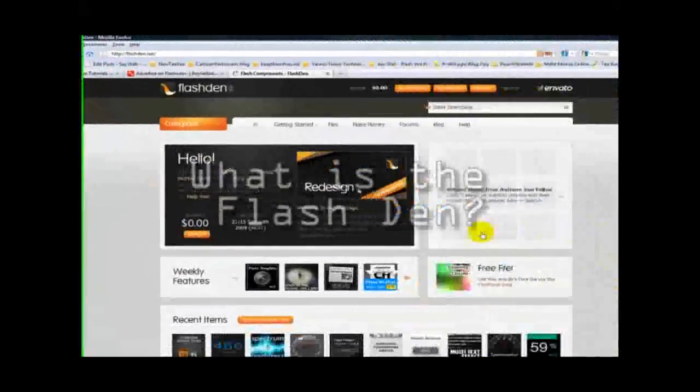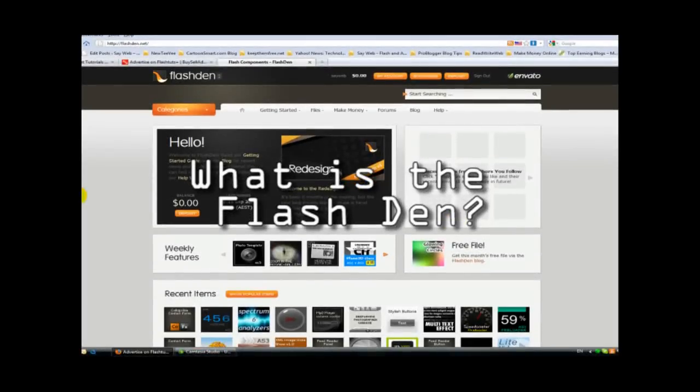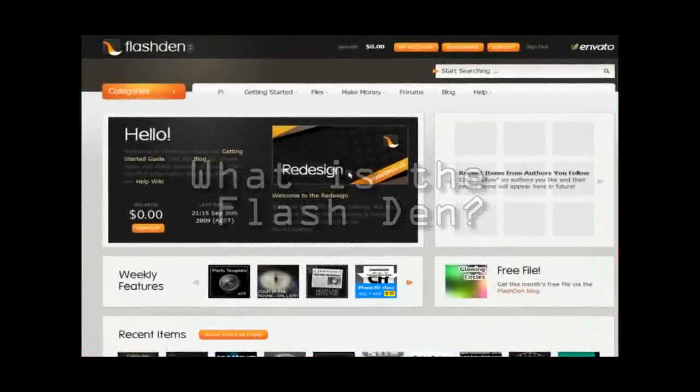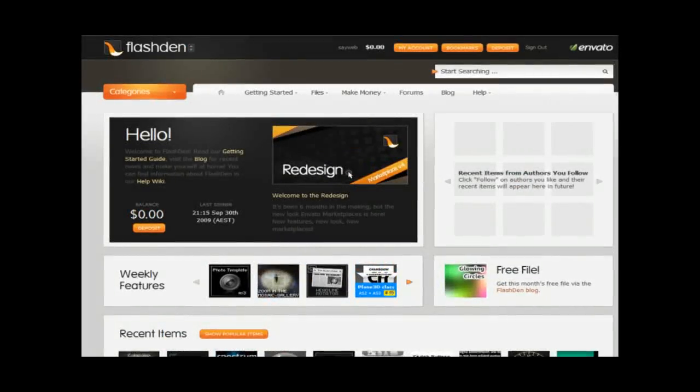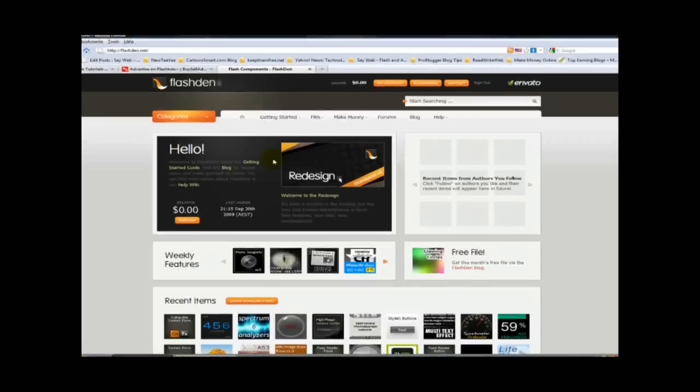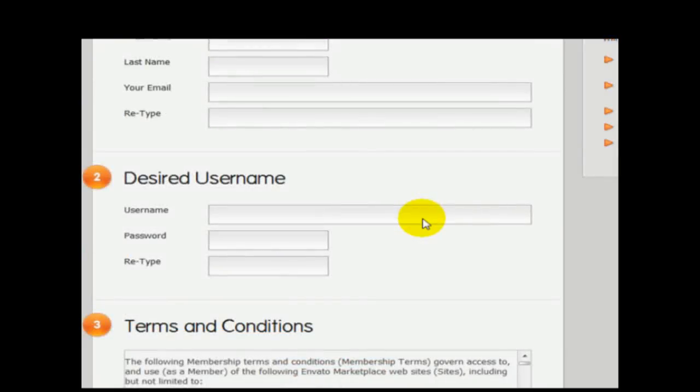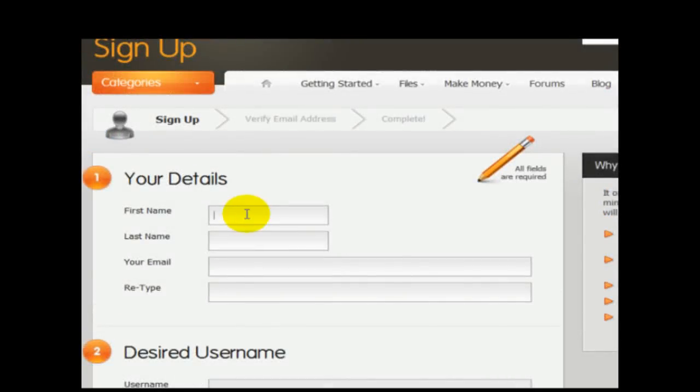All right, so what's the Flash Den? The Flash Den is one of the sites that claim that they will sell your hard-coded ActionScript for you. They sell FLA files, they sell ActionScript picture sliders, site openings, animations, and some utilities, clocks.